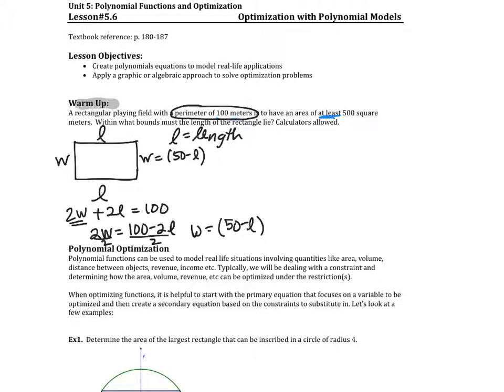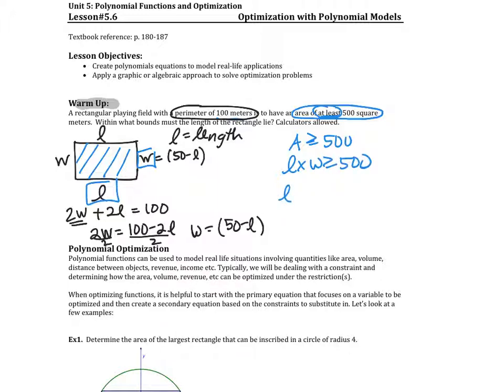Then our next part says we have an area of at least 500 square meters. At least means greater than or equal to, so the area has to be greater than or equal to 500 square meters. How do we find the area? Length times width. But we have to have the same variable, so we do length times 50 minus the length is greater than or equal to 500.